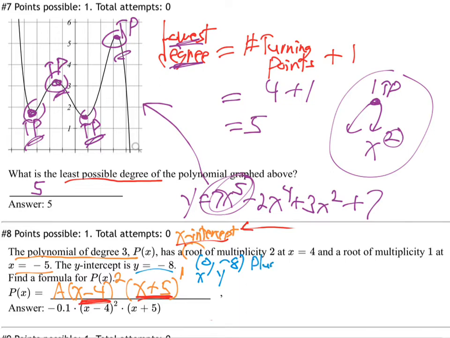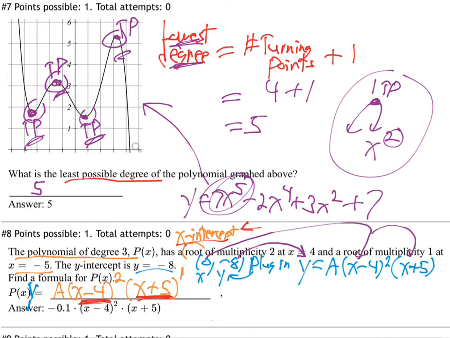So plug in that information. We'll take the equation. This is y on this side, isn't it? The function, the p of x or f of x or whatever, is always y. So we have y equals a times (x minus 4) squared times (x plus 5). We're going to plug in negative 8 for y and 0 for x in both places.